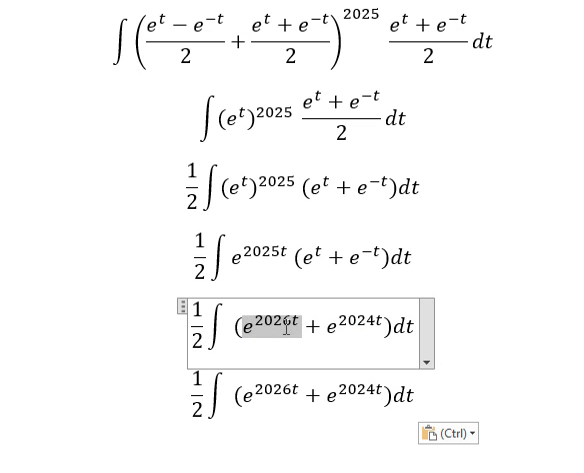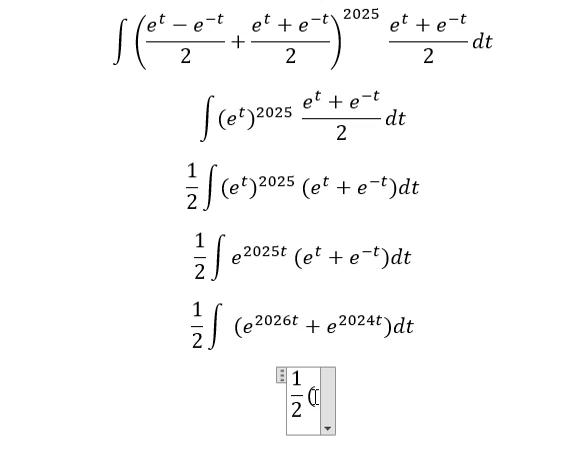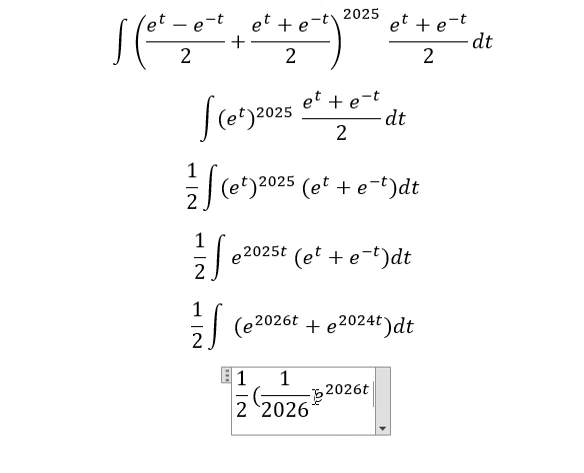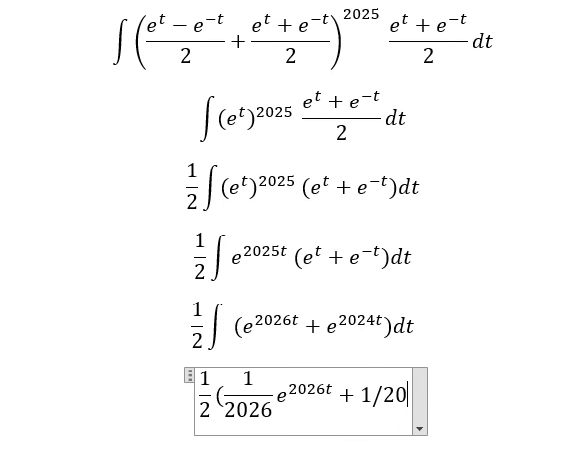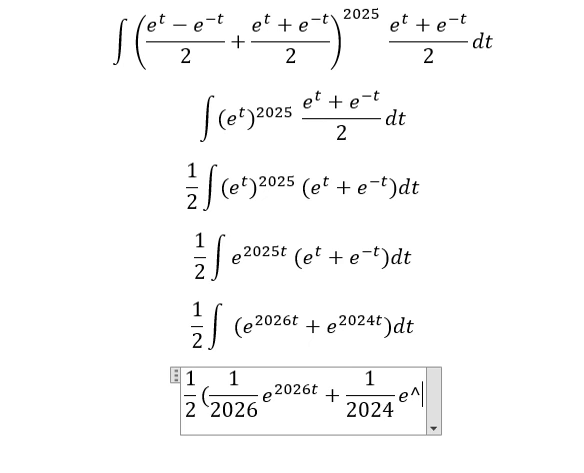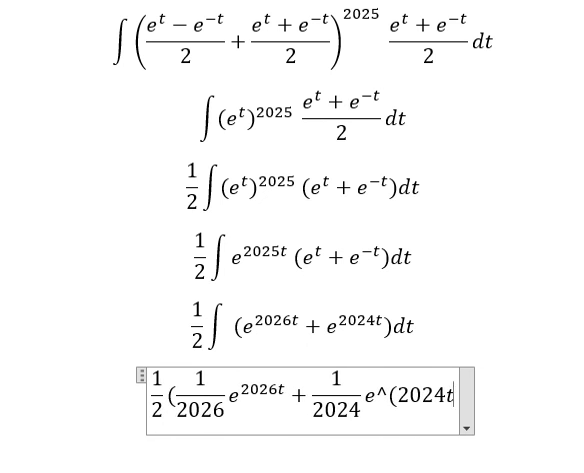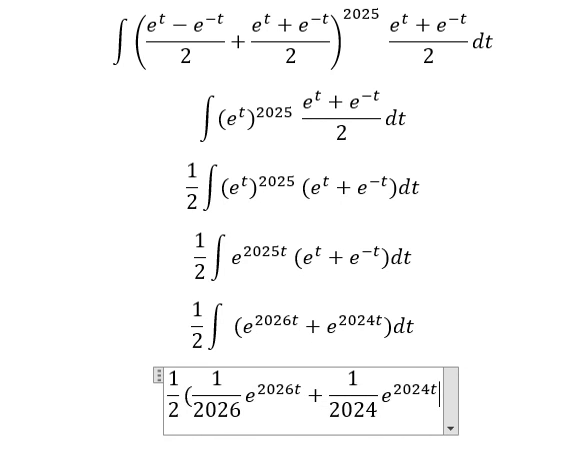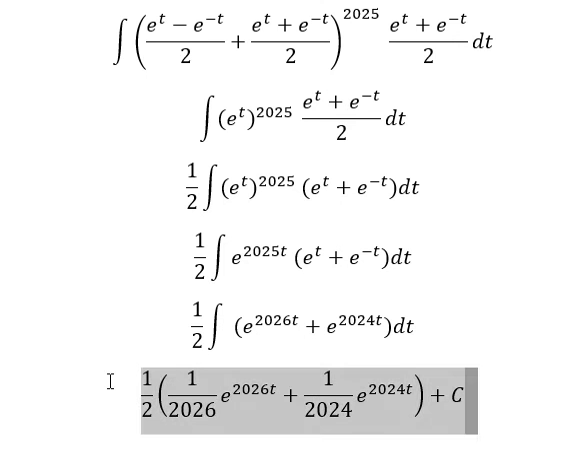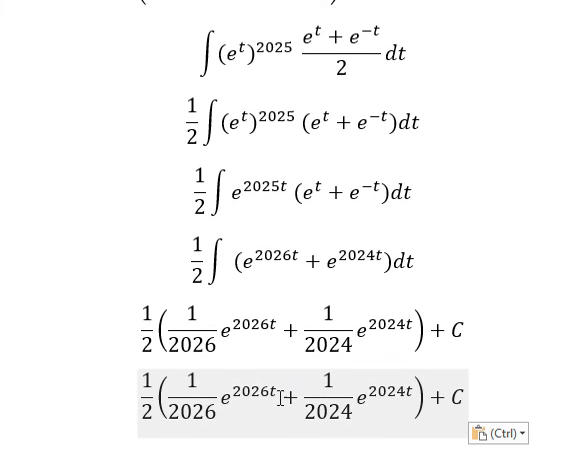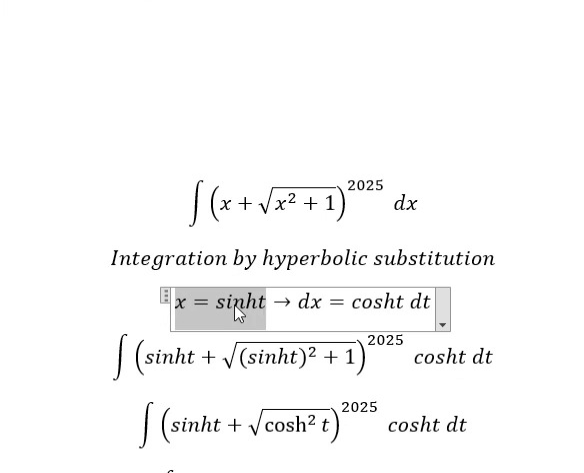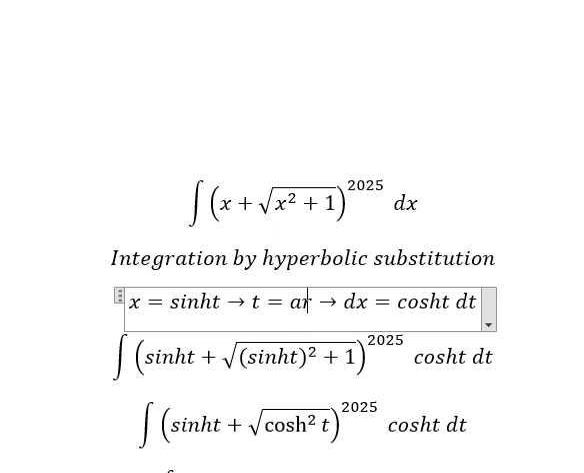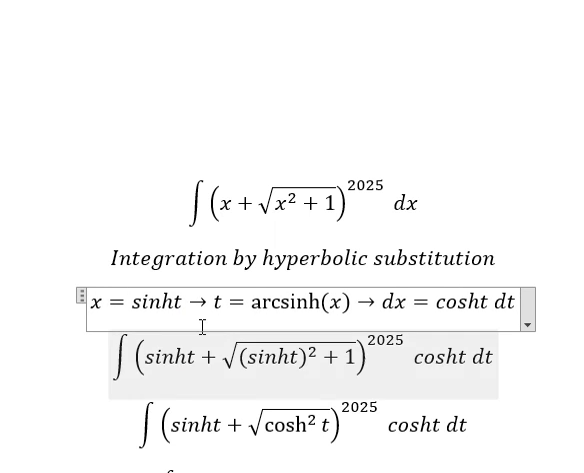So the integral of this one, that is about 1 over 2026 e to the power of 2026t. And the second one, 2024 e to the power of 2024t. And I will put about c. About t, that is about this one. And now we need to transform t into this one.